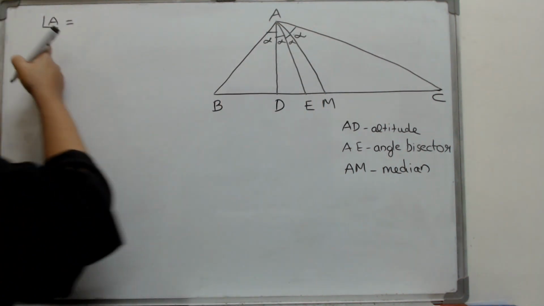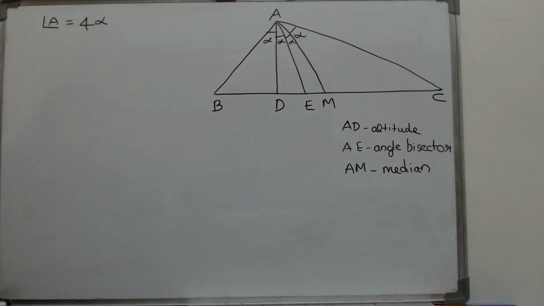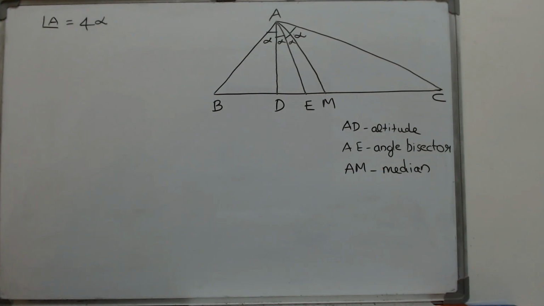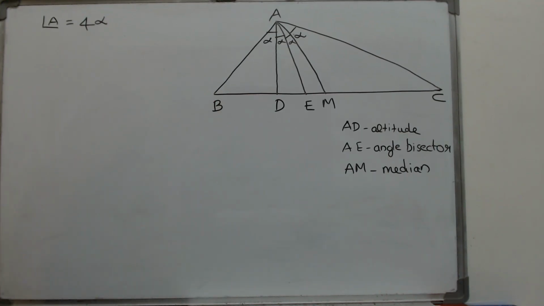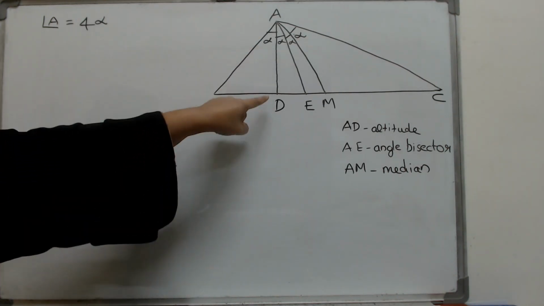So now, what is angle A? It is 4 alpha. Now all we have to do is find the value for this alpha. Let us start by finding what angle B and angle C are. For that, let us examine these 3 lines. Let me start with AD.